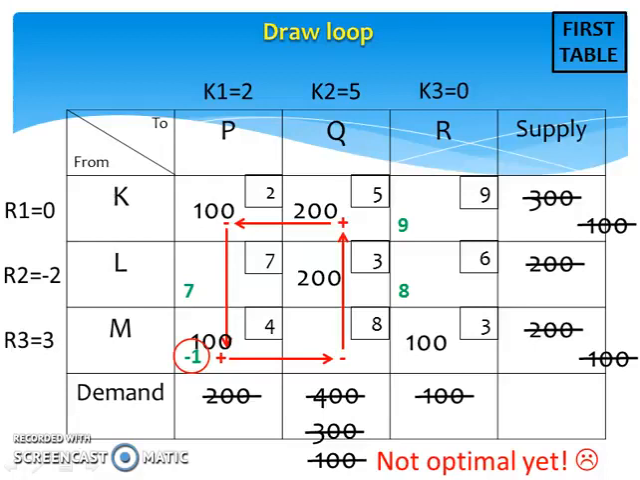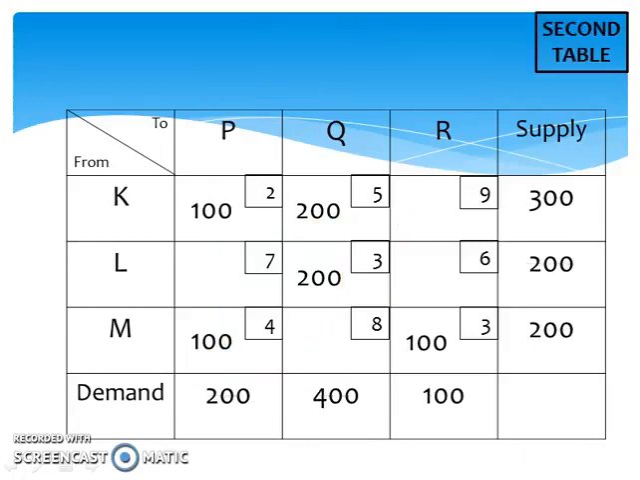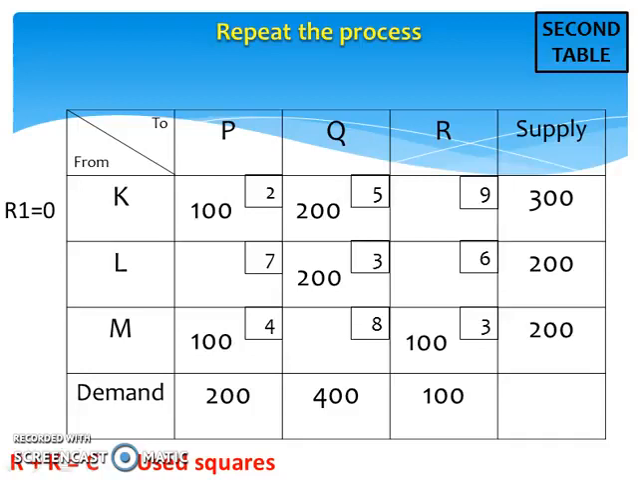We should actually do this at a new table. So our new table, which is the second table, looks like this. Now that we are at a new table, we need to repeat the whole process all over again, beginning from setting R1 equal to 0 and calculating all R's and K's. Remember that to calculate R and K, we need to use the formula R plus K equals C, which is only applied to U squares. So these are all R's and K's that we got at the second table.